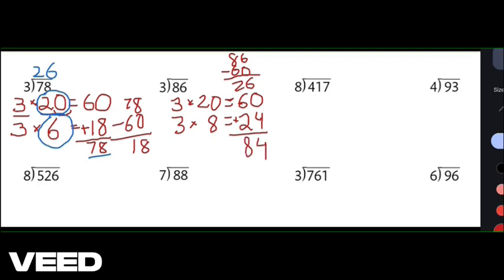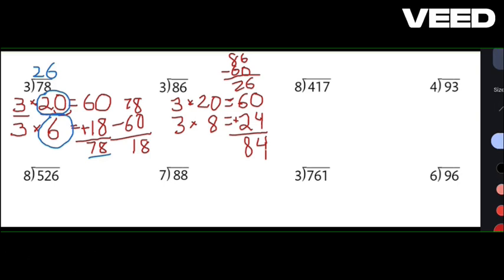Student 7, can we add another 3 to 84 in this problem? Yes or no? We cannot, because if we add 3 to 84, we go to 87, and we can only go up until 86. So what that means is that we used 20 3s to get to 60, and 8 3s to get to 24, and 20 plus 8 is 28.